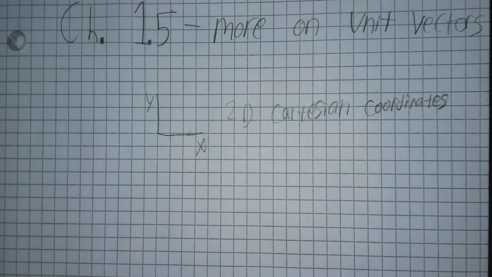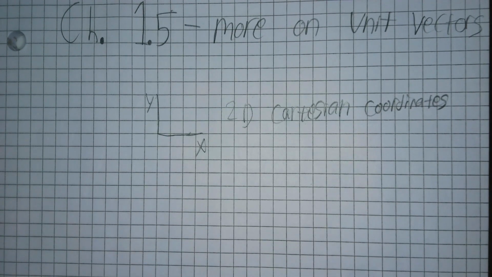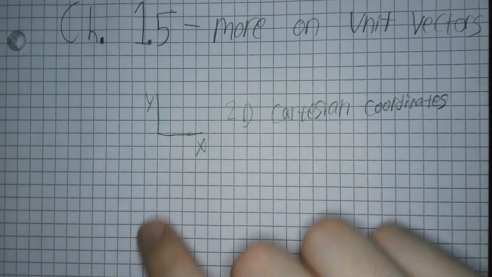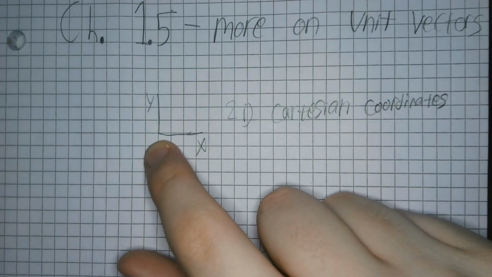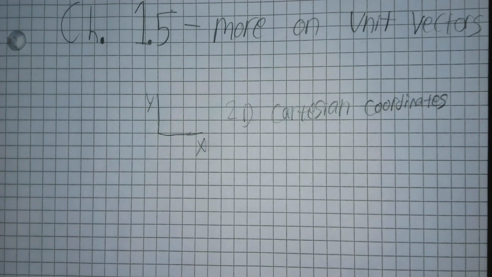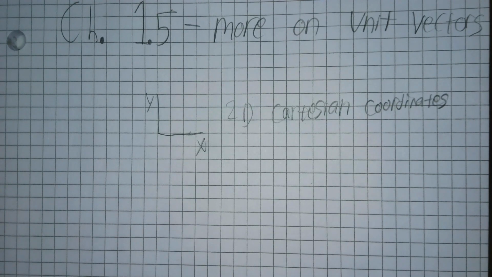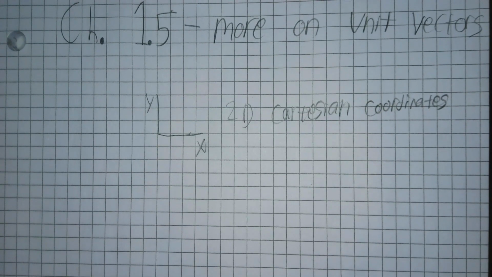Hello everyone, today I want to continue my playlist on classical mechanics and I want to talk a lot more about unit vectors in this video. So in 2D Cartesian coordinates, which is just basically what you're used to, we have an x-axis and a y-axis. But if we really want to talk more about unit vectors, we really need to take this to the third dimension, which I will call z.